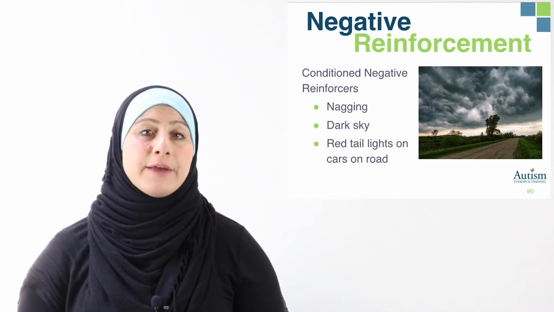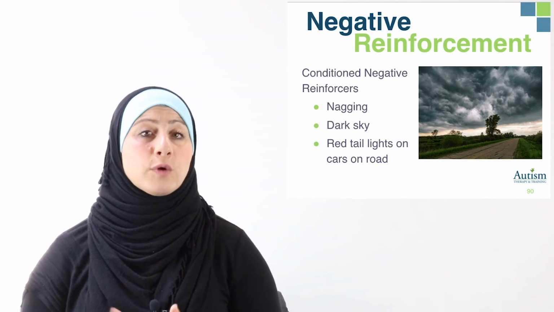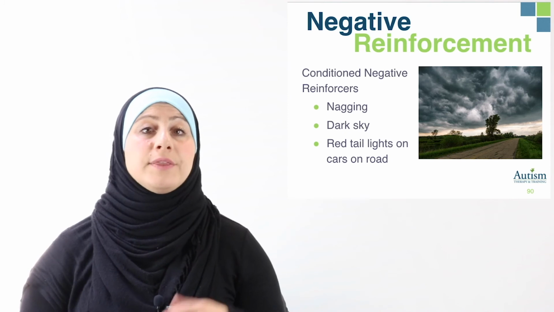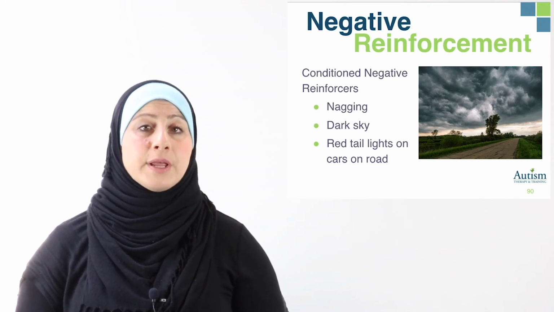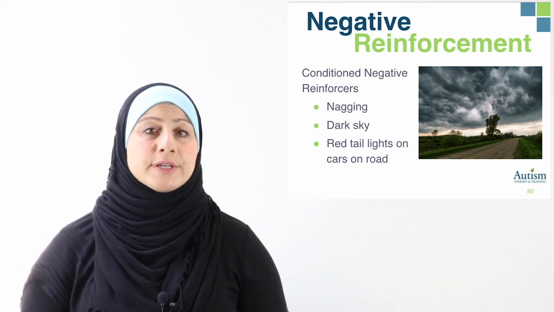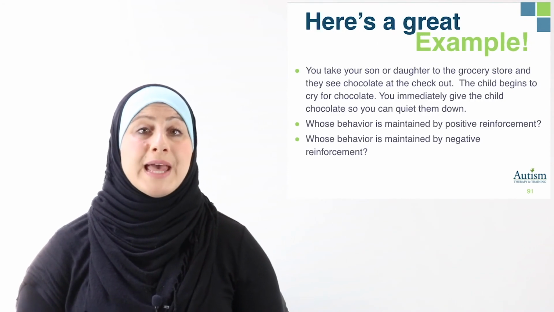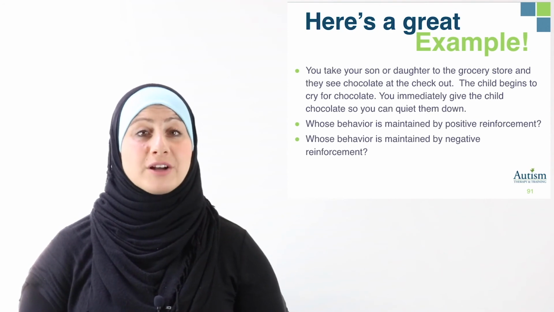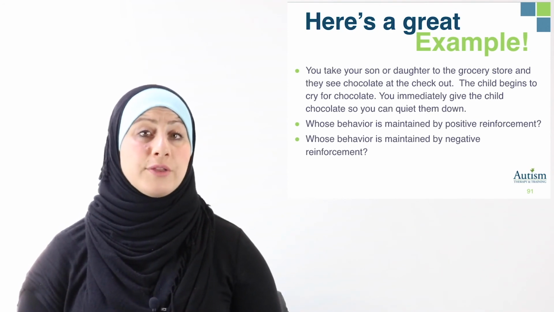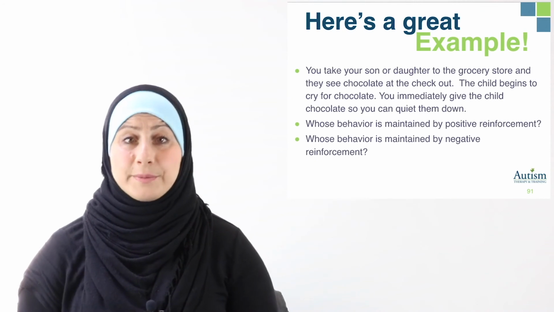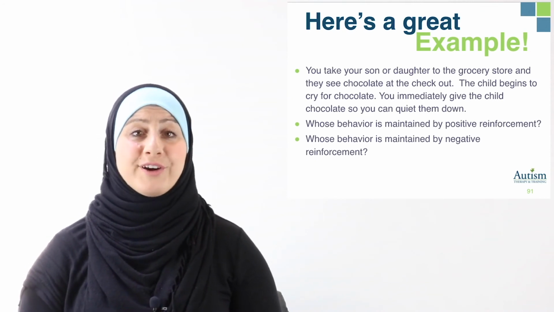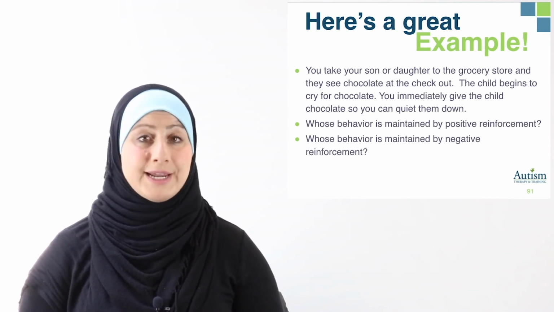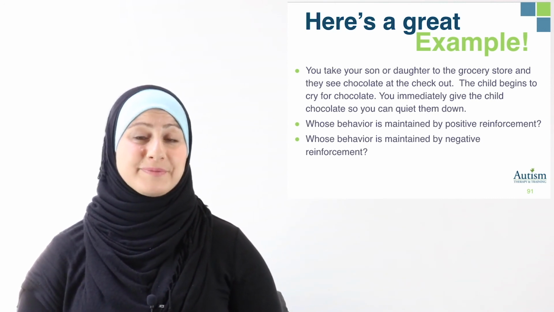When you're determining if a behavior is maintained by negative reinforcement, you need to look at the relationship between the events and behavior. For example, if you take your son or daughter to the grocery store and they see chocolate at the checkout, the child begins to cry for chocolate, you immediately give the child chocolate so you can quiet them down. Whose behavior is maintained by positive reinforcement and whose behavior is maintained by negative reinforcement?